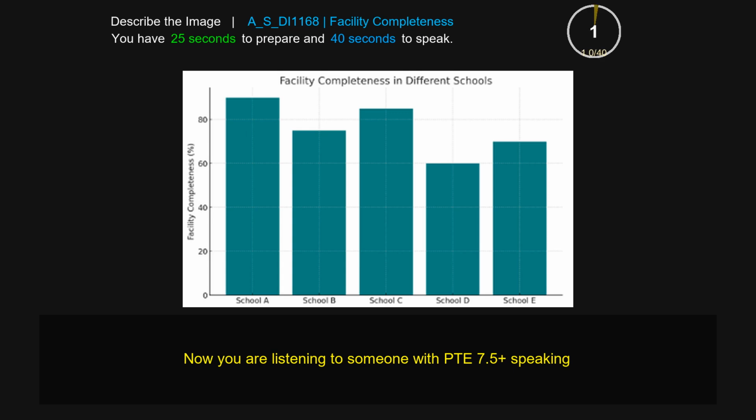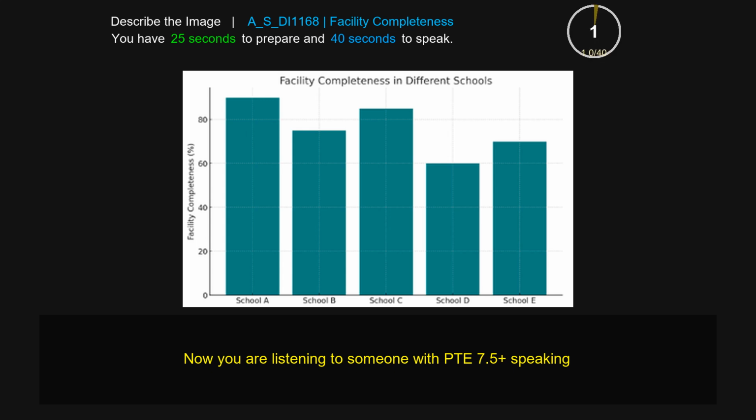The picture is a bar chart titled Facility Completeness in Different Schools. There are different schools in this picture, such as School A, School B, School C, School D, and School E. The highest number is about 90%, which is related to School A. The second highest number, about 85%, is related to School C. On the other hand, the lowest number is related to School D. In conclusion, School A stands out the most.